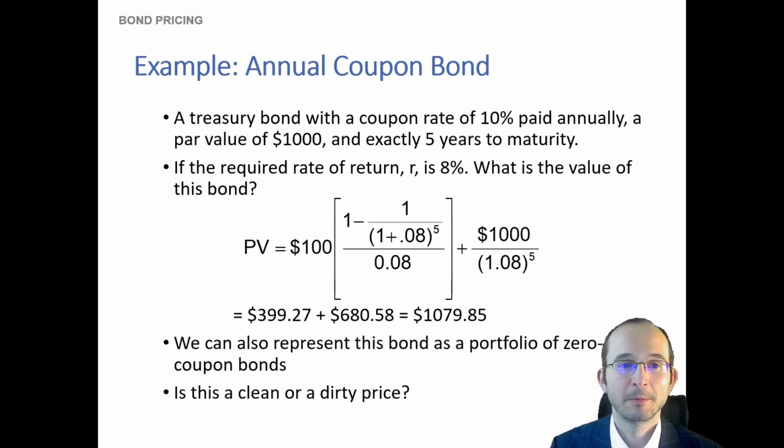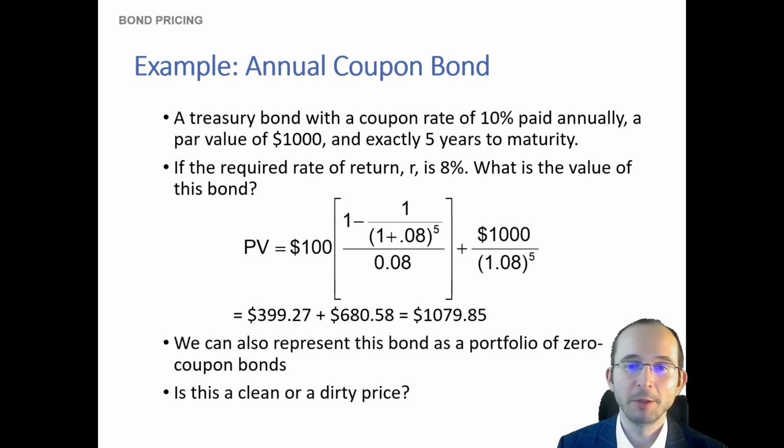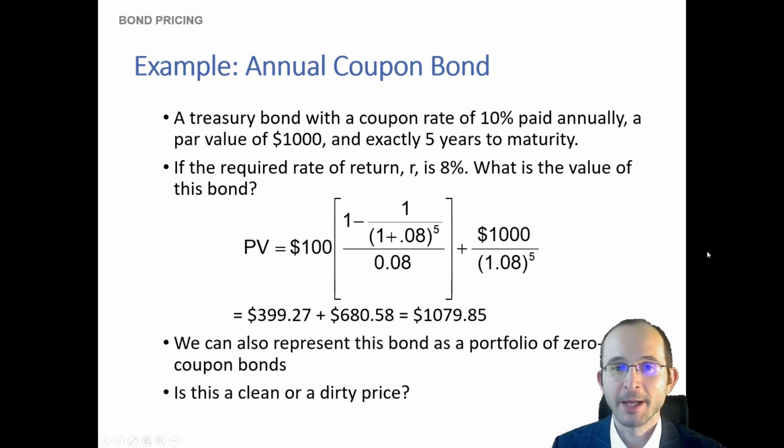If the required rate of return, that discount rate, remember that could be the real risk-free rate, the inflation premium, liquidity premium, maturity premium, default premium, if all that adds up to 8%, then what is the value of this bond?